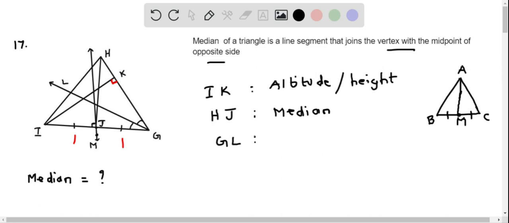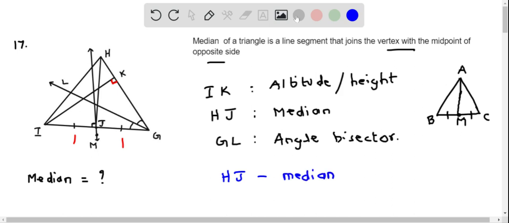We will also understand this other line segment GL. So this is the line segment from the vertex G, and it is drawn to the opposite side, indicated as L. So basically GL is the segment. However, when you look at this vertex, it exactly divides the angle into two equal parts. So this is basically an angle bisector of this triangle. So therefore, from our observation, we see that the line segment HG is the median of this given triangle, and this means choice D is correct.